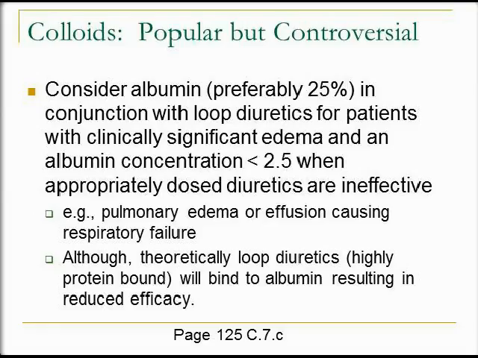Also consider albumin, preferably the 25% theoretically, in conjunction with loop diuretics for patients with clinically significant edema and a low albumin concentration less than 2.5 when appropriately dosed diuretics are ineffective. So the examples that you've probably seen in practice are patients with pulmonary edema or pulmonary effusion causing respiratory failure or symptoms. And you want to decrease that fluid that's accumulated in the lungs by giving them albumin and then a diuresis to improve their respiratory status and maybe either extubate them or prevent intubation.